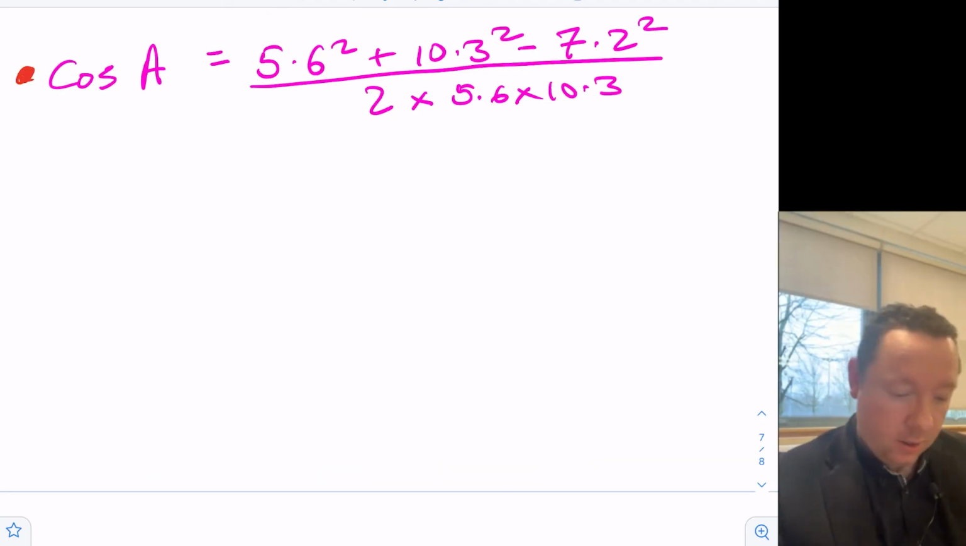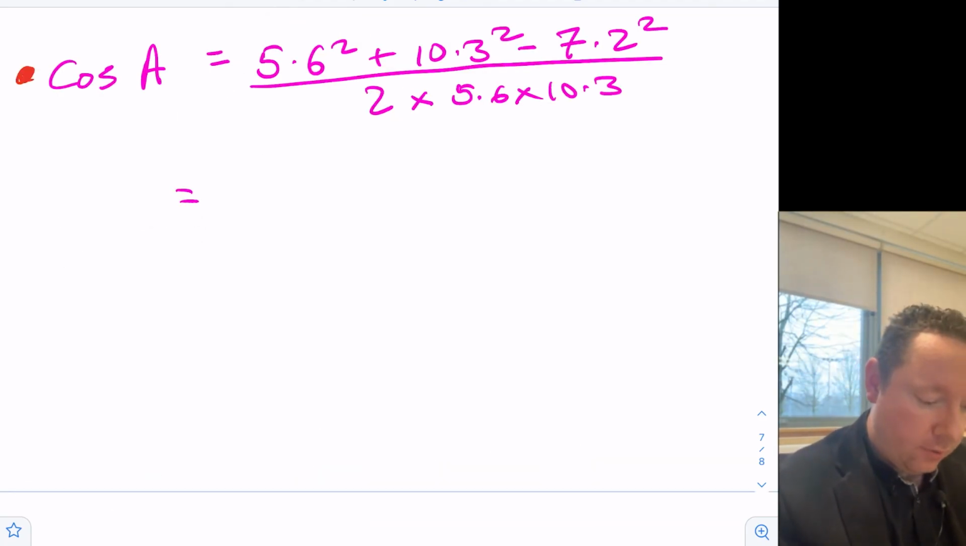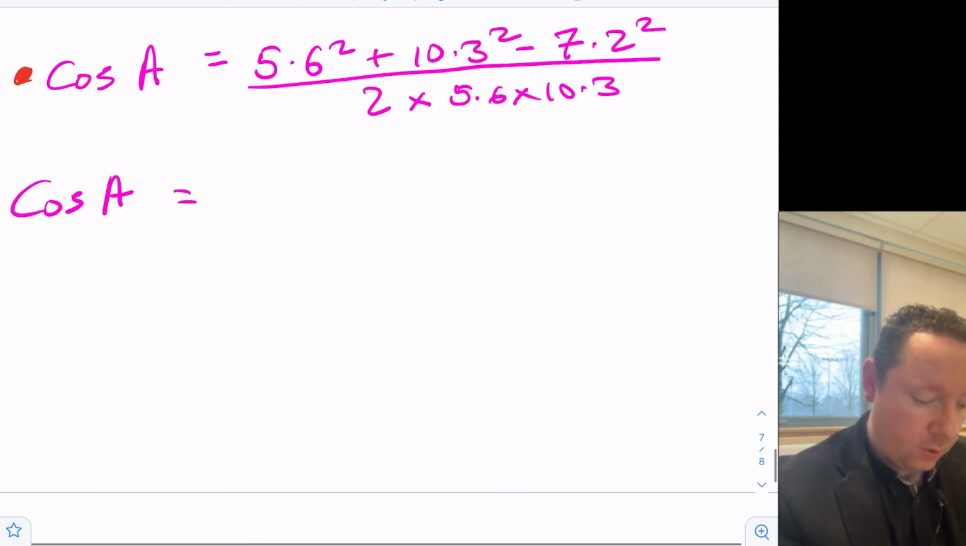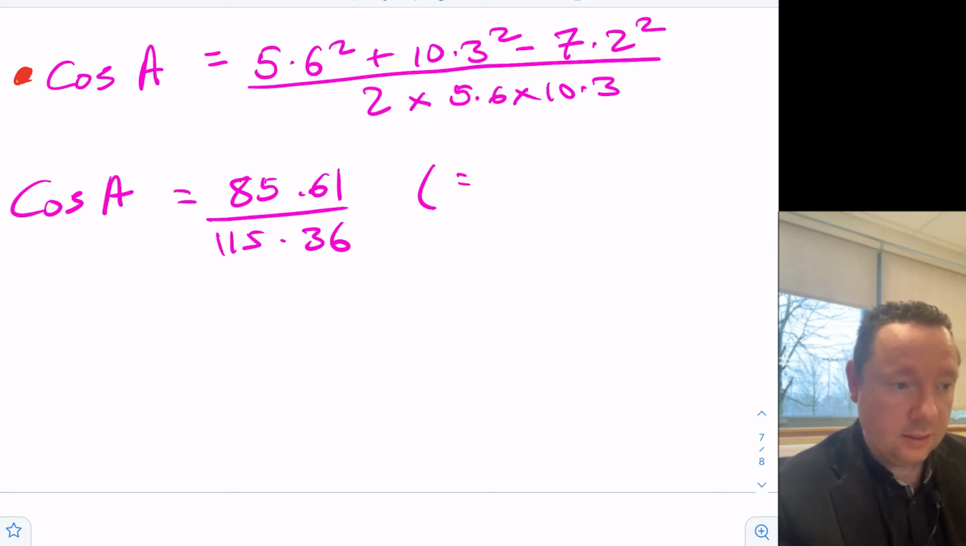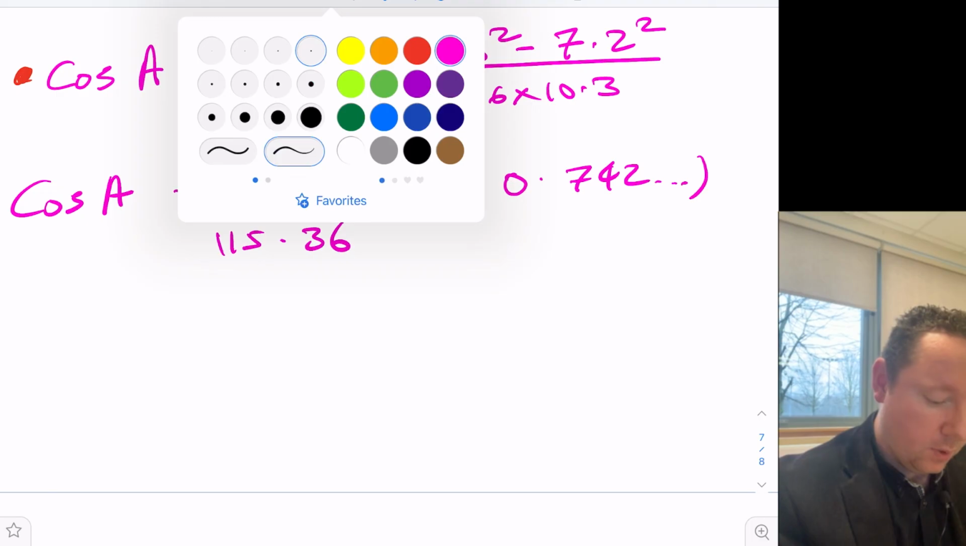So for our next mark, if we can work out either that cos A is equal to, well, it's 85.61 on the top over 115.36, or leaving that as a decimal, which would be something like 0.742. That gives us our second mark.